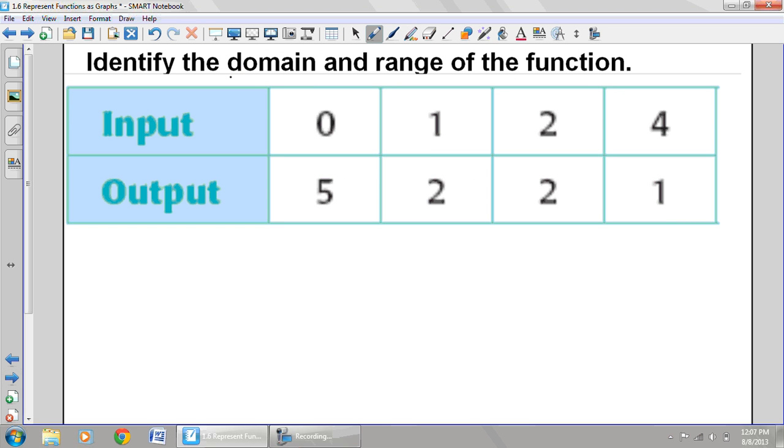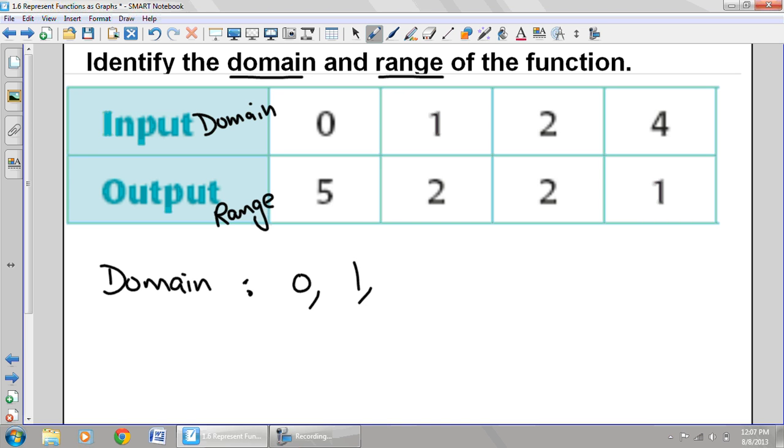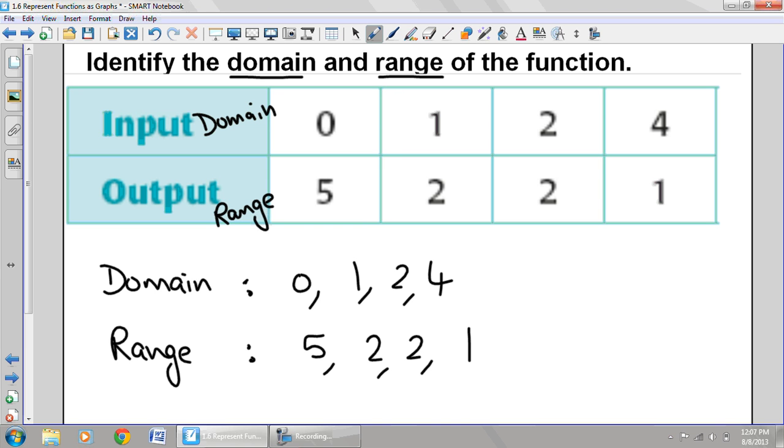Now look at this question. Identify the domain and the range. The input is usually the domain. The output is usually the range. So they are asking you to find which one is the domain and which one is the range. The question is self-explaining. So the domain in this case are listed as 0, 1, 2, and 4. The range, which is the answer, which is the output, is listed as 5, 2, 2, and 1.